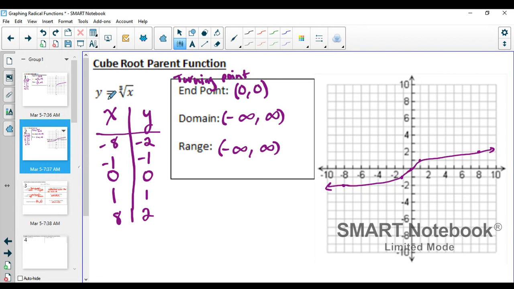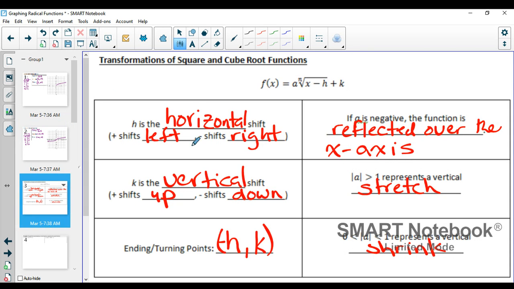All right, so these are the parent functions. That means these are the basic ones. We can add stuff to this so that it moves and shifts our function around the graph. So this is our general function here: f of x equals a times the nth root of x minus h, plus k. Each of these means something. So n is our index, x is our normal x that it always is, and then a, h, and k all mean things.